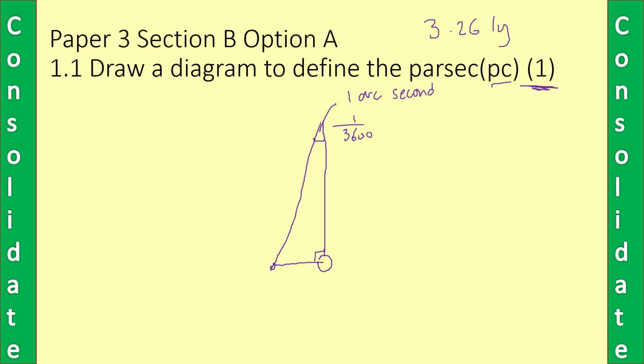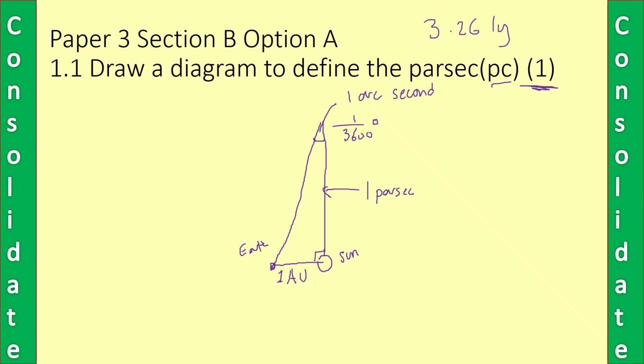3,600 of a degree. At that point, we will get a right angled triangle with this being 1 AU. So the distance, an astronomical unit, the distance between the Earth, I'm going to label that just to make sure we get the mark, and the Sun. And it is the adjacent that is the parsec. So we're going to label this as 1 parsec.